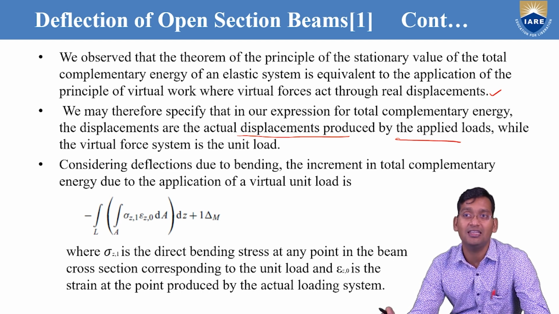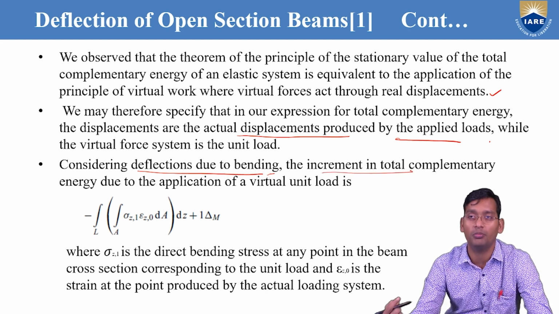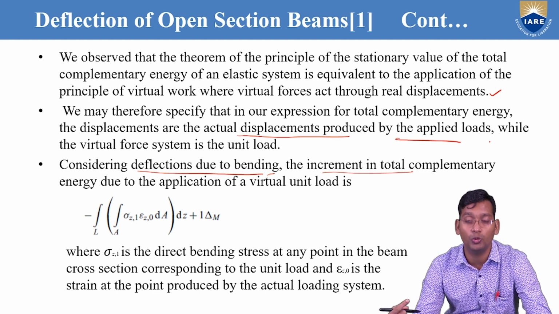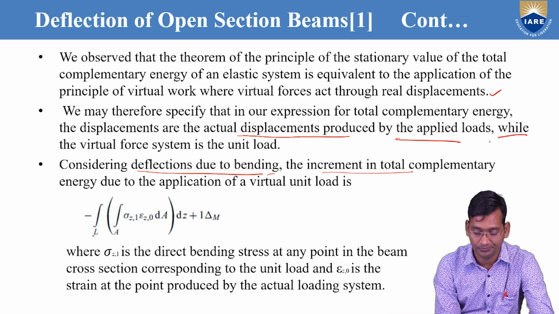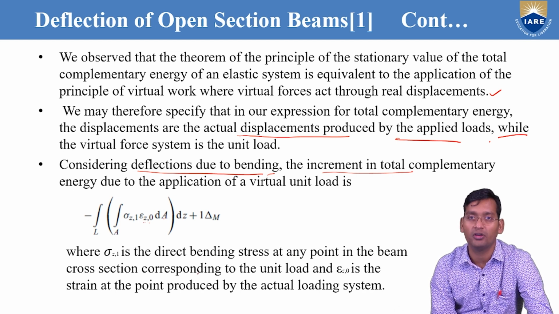Considering deflection due to bending, the increment in total complementary energy, the amount by which the complementary energy will increase due to application of the virtual unit load, is the integral over L of sigma z,1 into epsilon z,0 dA into dz, plus the term with delta M, where sigma z,1 is the direct stress at any point in the beam cross section corresponding to the unit load, and epsilon z,0 is the strain at the point produced by the actual loading system.